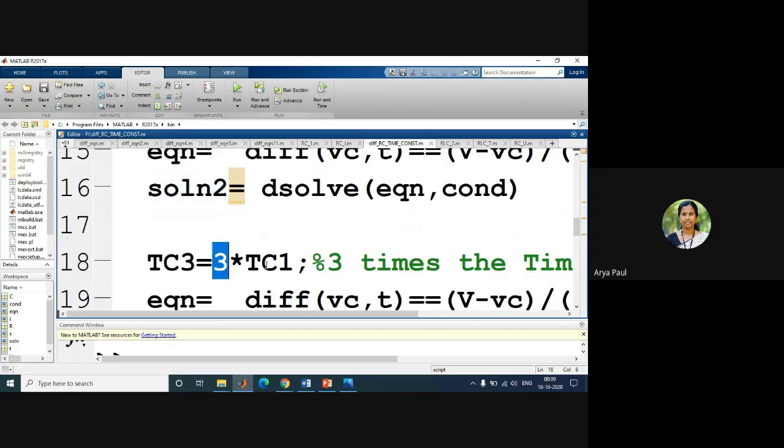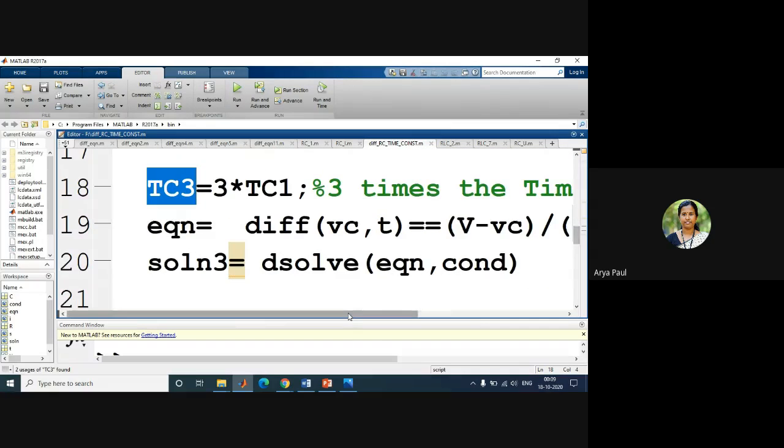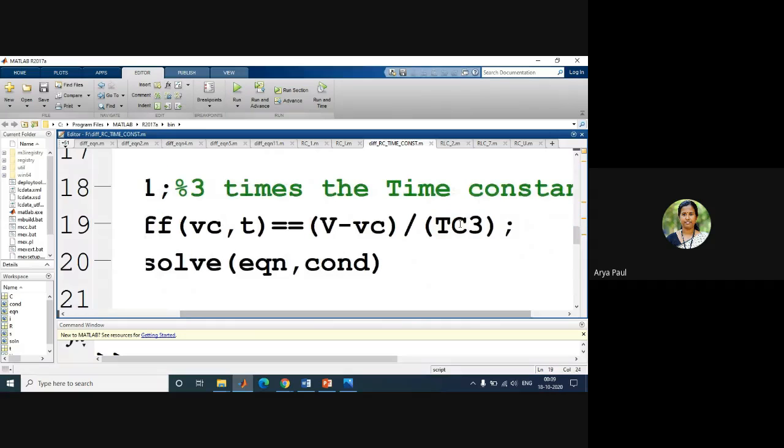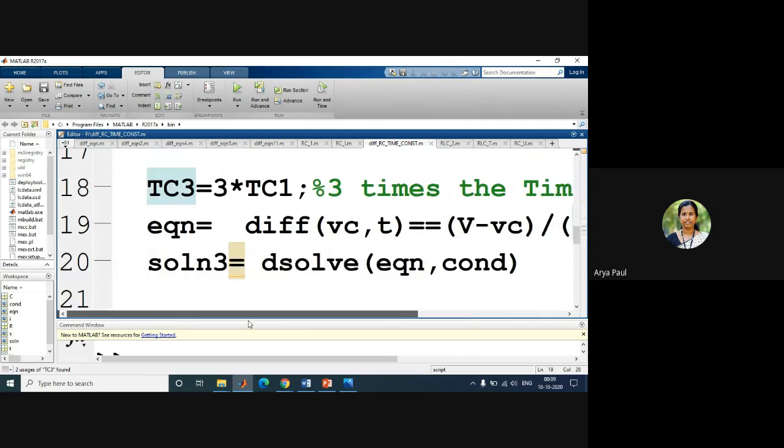Now 3 times the time constant. 3 times the first time constant will be TC3. Now you put the equation as V minus Vc by TC3. Now you dsolve using the equation comma condition. The condition is the same, so you need not rewrite it again. The equation is changing. Now you find the dsolve and solution 3.